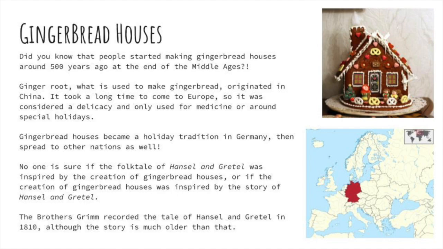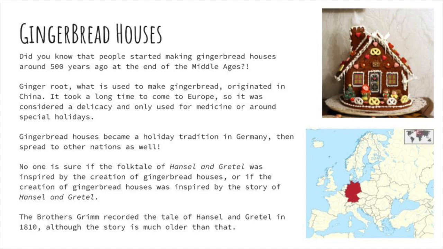Ginger root, which is what is used to make gingerbread, originated in China. It took a long time to come to Europe, so it was considered a delicacy and only used for medicine or around special holidays. Gingerbread houses became a holiday tradition in Germany and then spread to other nations as well.